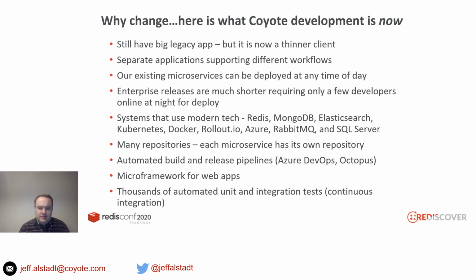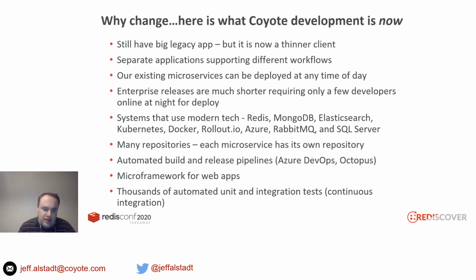We have many repositories. Each microservice has its own repository. The same is true for each of the web apps. They have their own repositories as well. Each React app has its own repository as well. We have an automated build and release pipeline. We have to have that because we're always deploying stuff. This automated release pipeline allows us to do continuous integration, building of our software, and also deployment of our software into our QA and test environments.